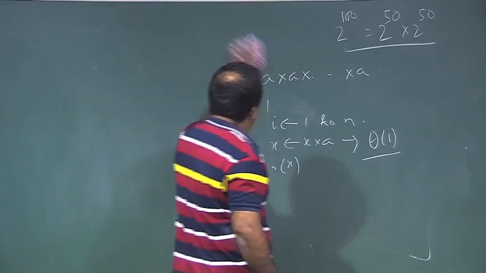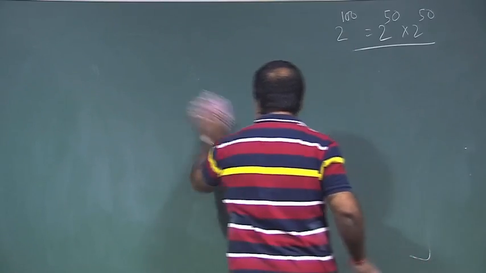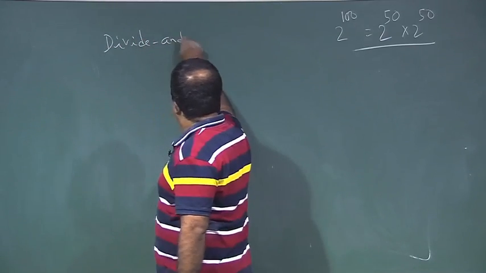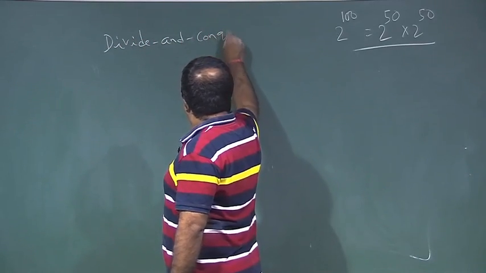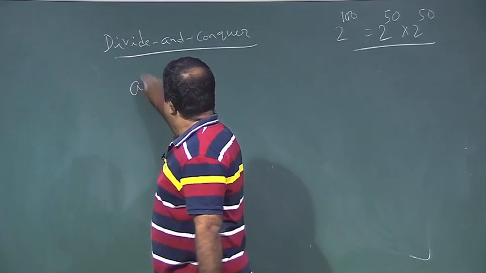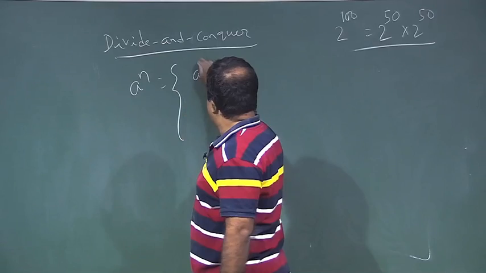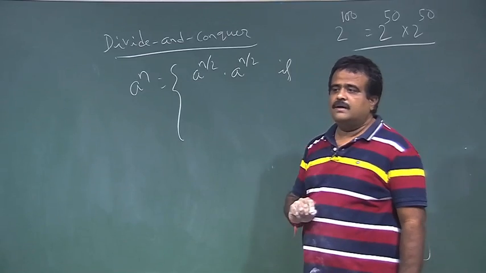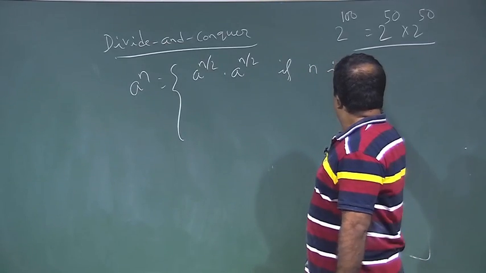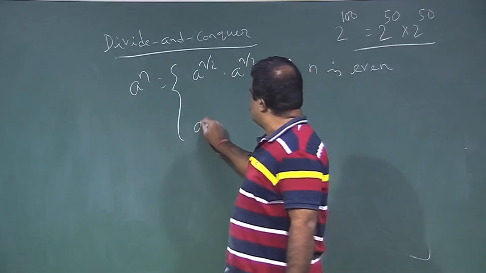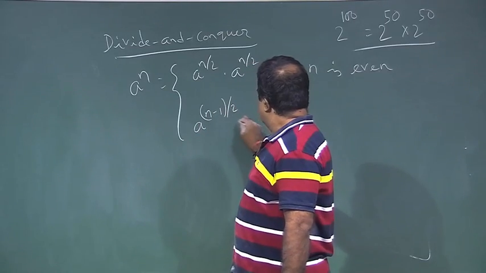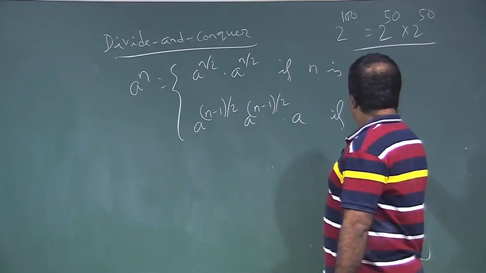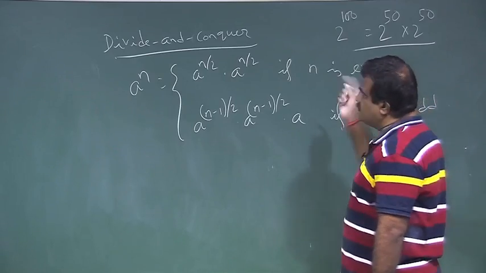Let me write the divide and conquer step for this problem, powering a number. What we are doing is, a to the power n can be written as a to the power n by 2 times a to the power n by 2 if n is even, otherwise it is a to the power n minus 1 by 2 times a to the power n minus 1 by 2 times a, if n is odd. That is it. This is the divide and conquer step.